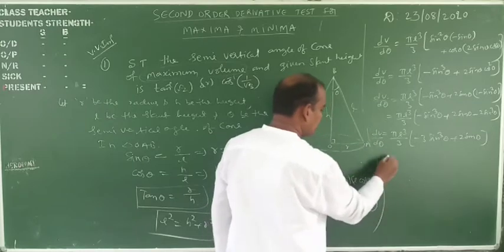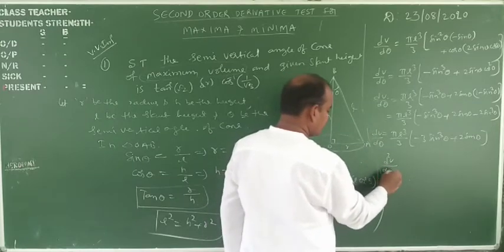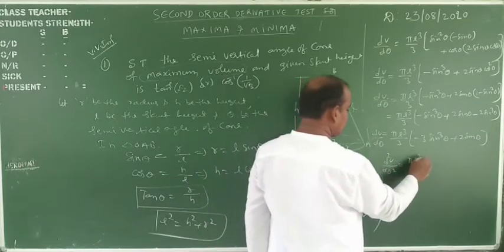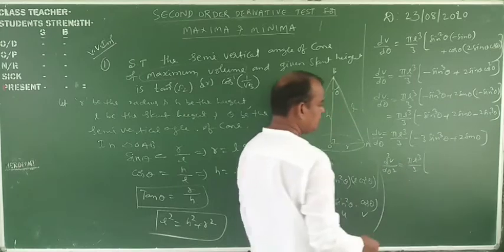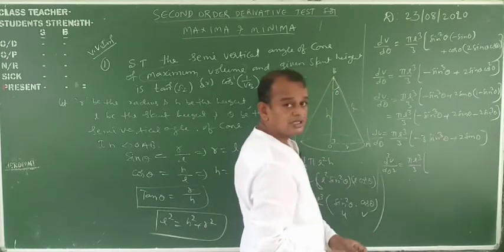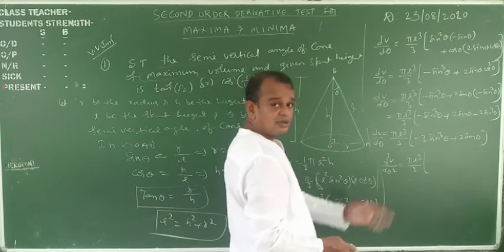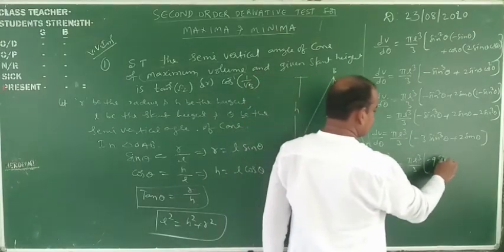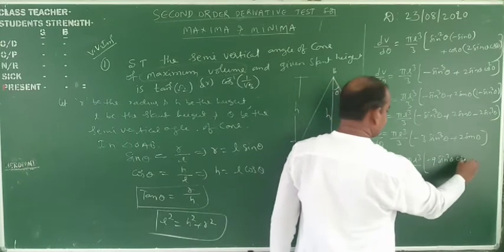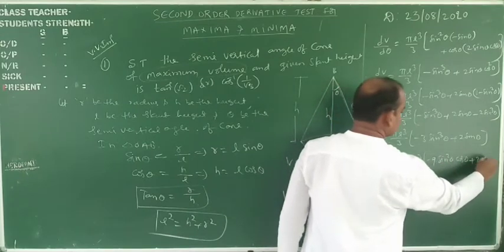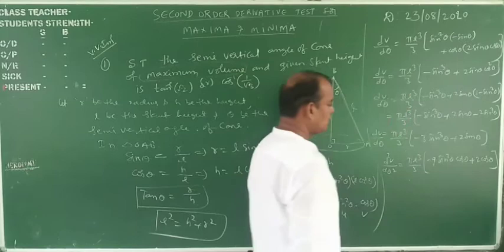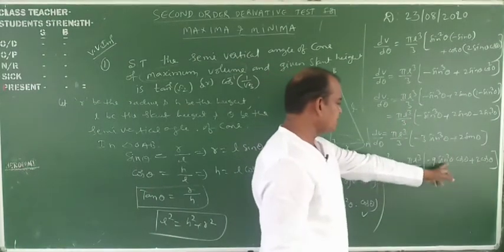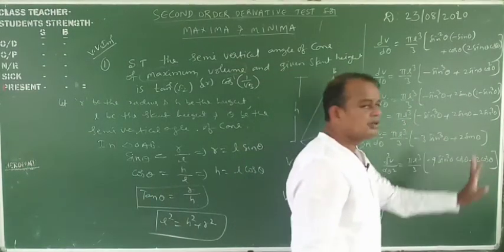Now the second order derivative, d square V by d theta square, is pi L cube by 3 into the derivative of sin cube theta. Derivative of x cube is 3x square, and derivative of sin theta is cos theta, so 3 gives minus 9 sin square theta into cos theta plus 2 cos theta. Enough.